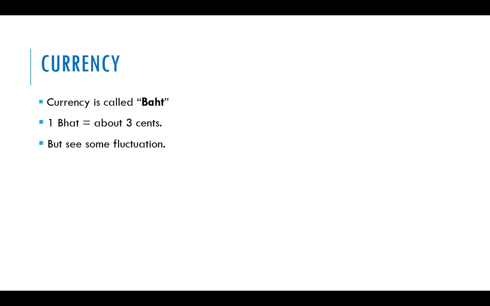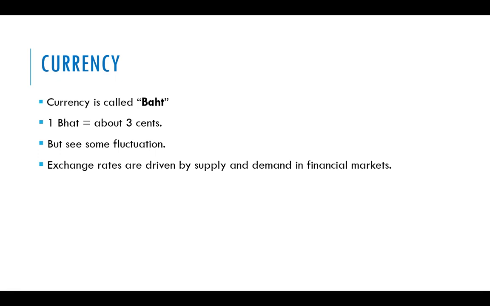idea of exchange rates. The currency that we're going to be using in Thailand is called the baht, and 1 baht is approximately 3 cents. So 1 baht is about 3 cents. That's a good rule of thumb, but it's not exact because we see fluctuations in the value of the baht. We see fluctuations in exchange rates.